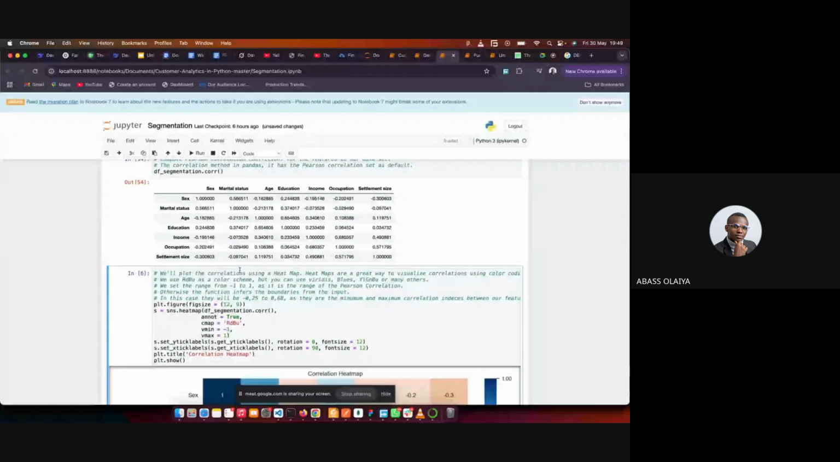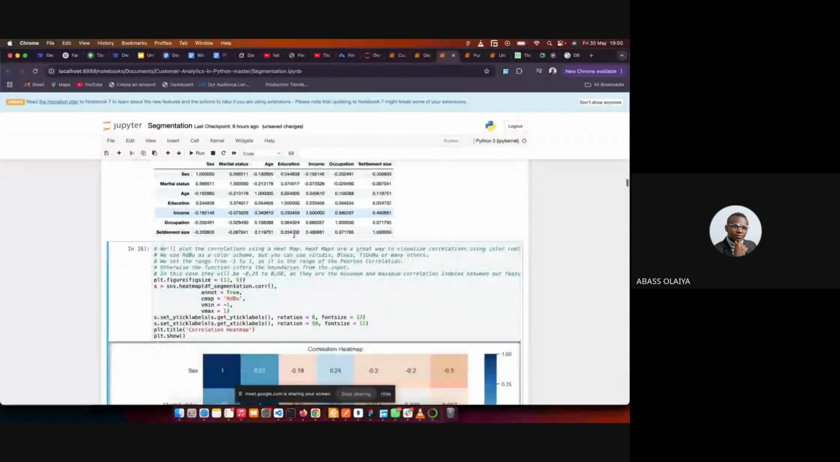Do we understand correlation? Yes, I understand correlation. Yes, yes. Anybody here that does not understand correlation? Okay, I will assume all of us understand correlation.